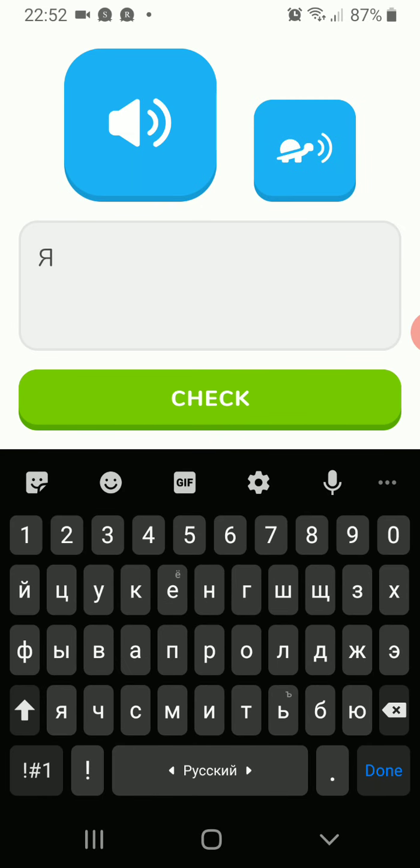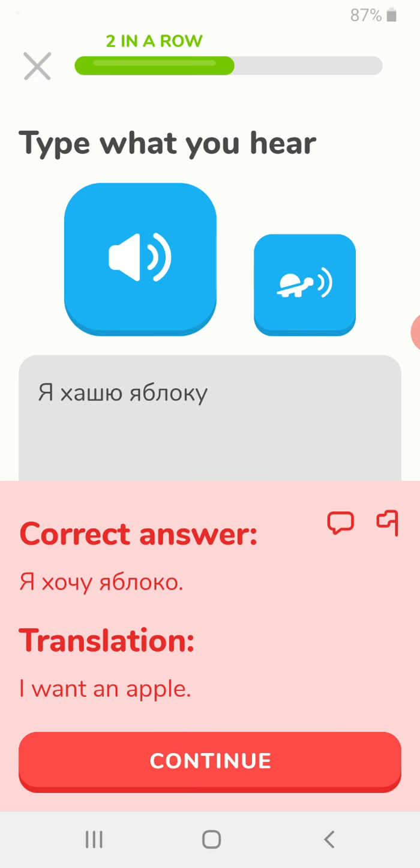So я хочу. Хочу. Я вижу. Я хочу. I think it's like this. Я хочу яблоко. It's not хочу, but хочу. Яблоко. Я хочу что? Я хочу яблоко. I think it's ку. No, it's яблоко.